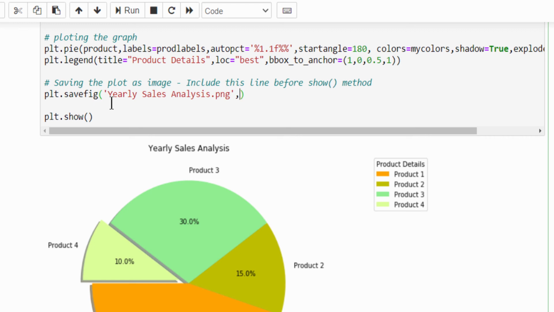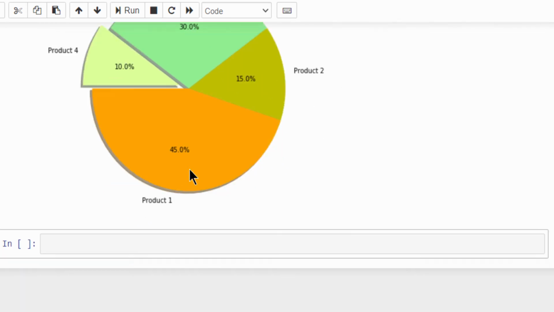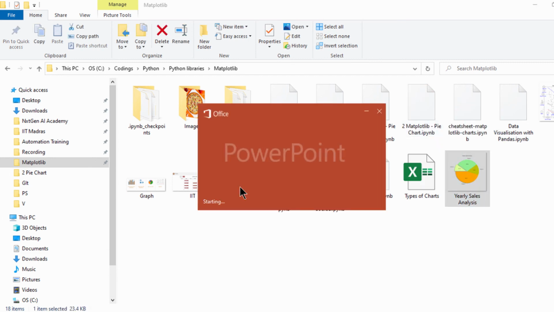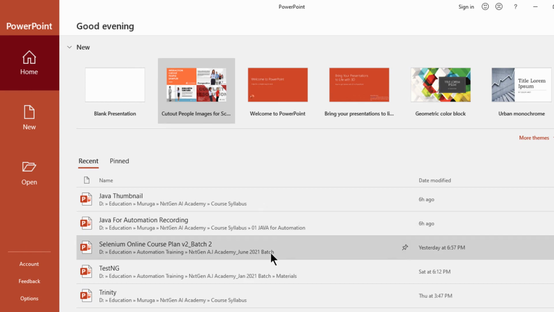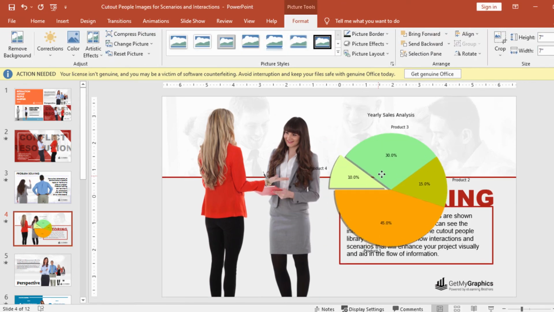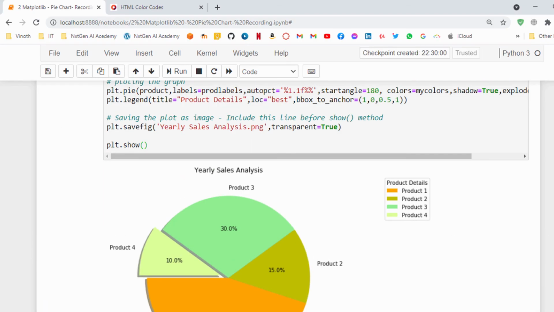In addition to that, we can also add some transparency to that, so that it will be very good for using in ppt. Transparent equal to true. So let's execute. So execution is completed, and you can see the file is generated here. Now just to show you the difference, for example, you can copy and paste it here. See, it's transparent. This is how you have to do it.